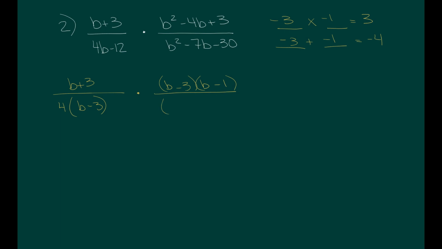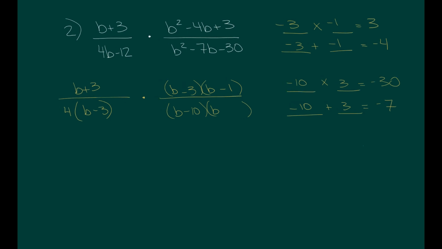Then the denominator, what times what gives you b squared? b and b. What multiplies together to give you negative 30 that adds together to give you negative 7? Negative 10 and 3. So I'm going to put negative 10 and a positive 3. So let's think about what I can simplify. Okay, this is my scratch space over there. That's why I blocked that off.